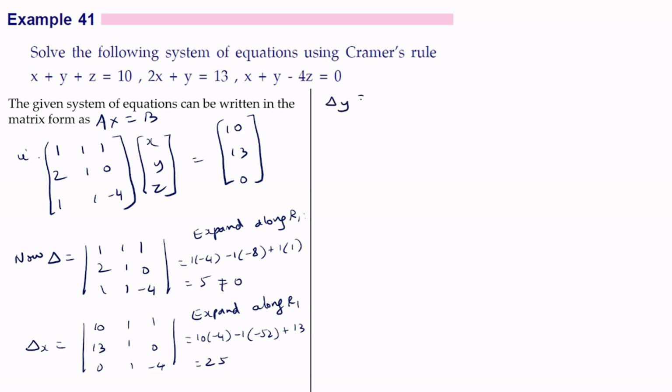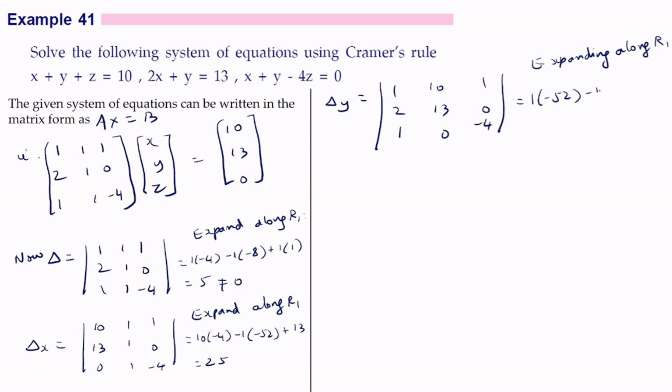Next we have delta y. In delta y, the first column will remain the same, the second column has the constants, and the third column remains the same. So again expanding along R1, it is 1 into minus 52 minus 0, then minus 10 into minus 8 minus 0, then plus 1 into 0 minus 13. So this is 80 minus 65, which is 15.